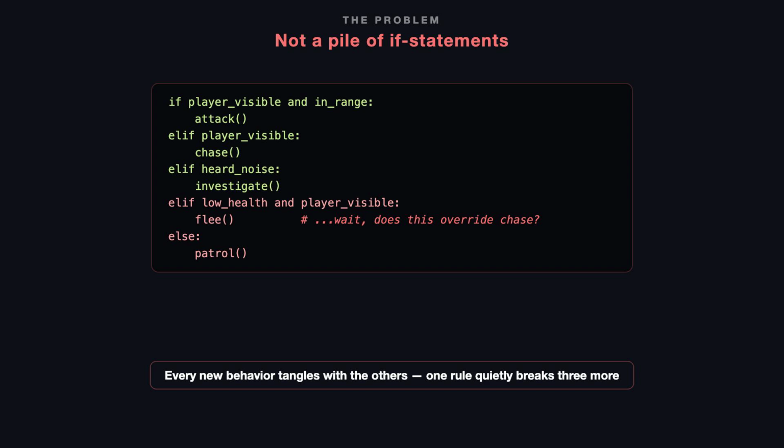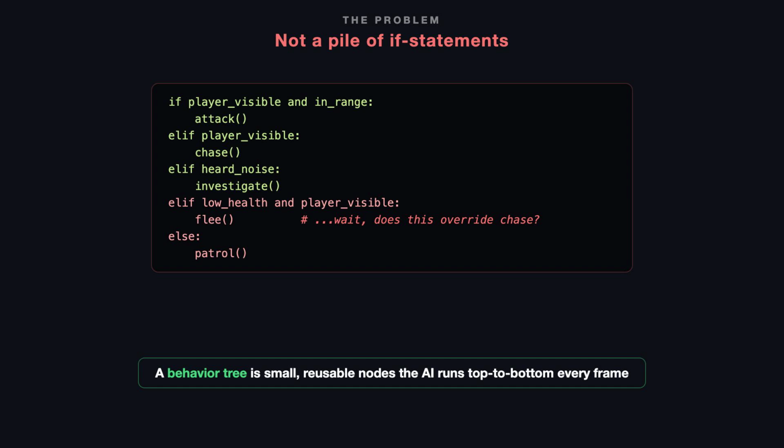A behavior tree fixes this. It is a tree of small, reusable nodes that the AI runs, top to bottom, every single frame. The tree answers exactly one question: what should I do right now? Let us build one, node by node.